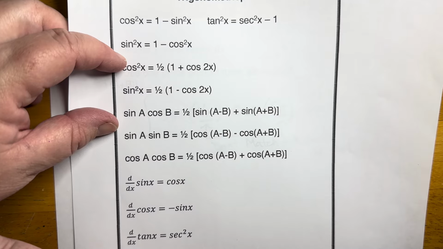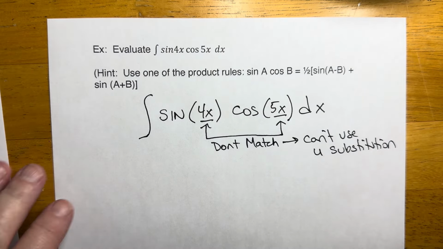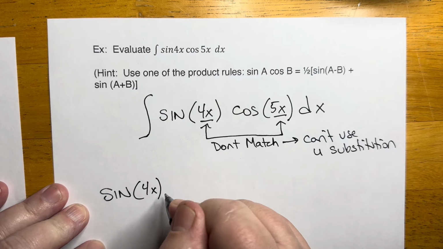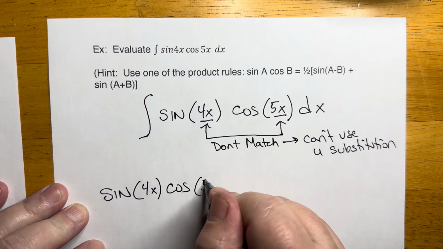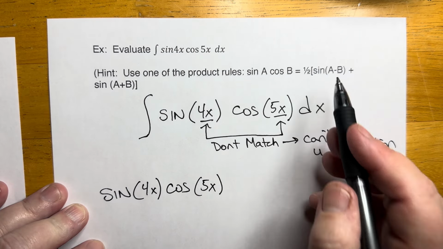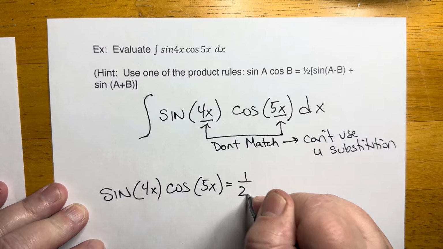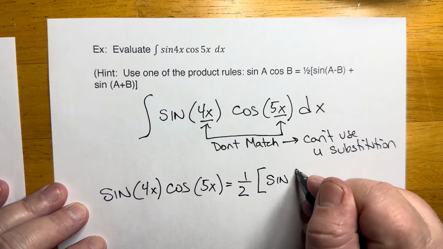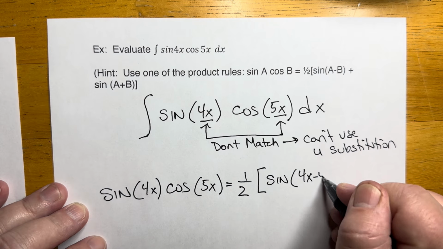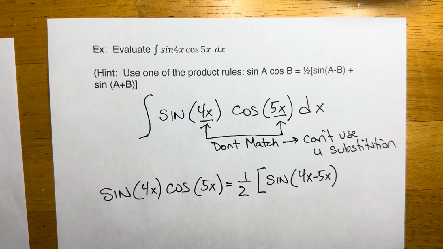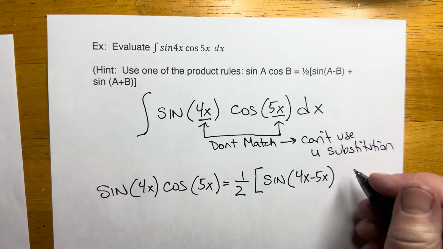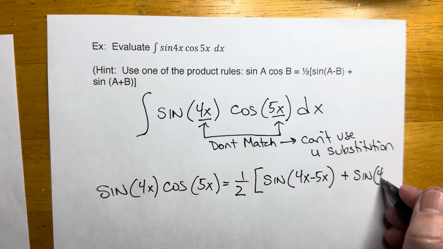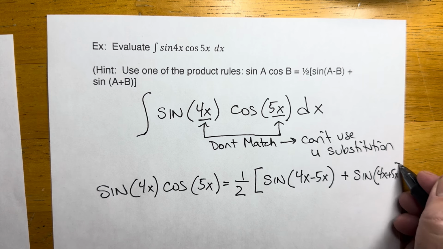So this is it. This is the one we're going to be working with. So sine of 4x times cosine of 5x, following this, is 1/2 times sine of 4x minus 5x plus sine of 4x plus 5x.